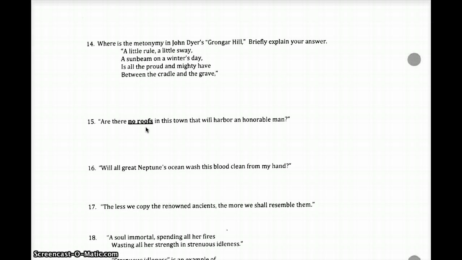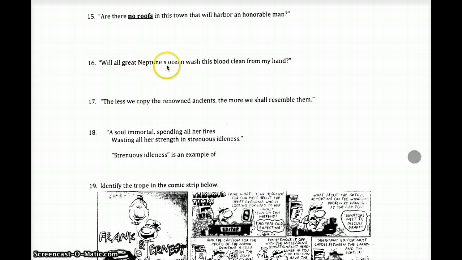You could argue that it's metonymy if you wanted to say that the house is associated with the home and the family that would in fact harbor an honorable man. Of course, this is also a kind of rhetorical question in and of itself, but I think the better answer, the stronger answer, was in fact synecdoche. Number 16 is an example of an allusion, right, to Neptune. It is also an example of hyperbole.